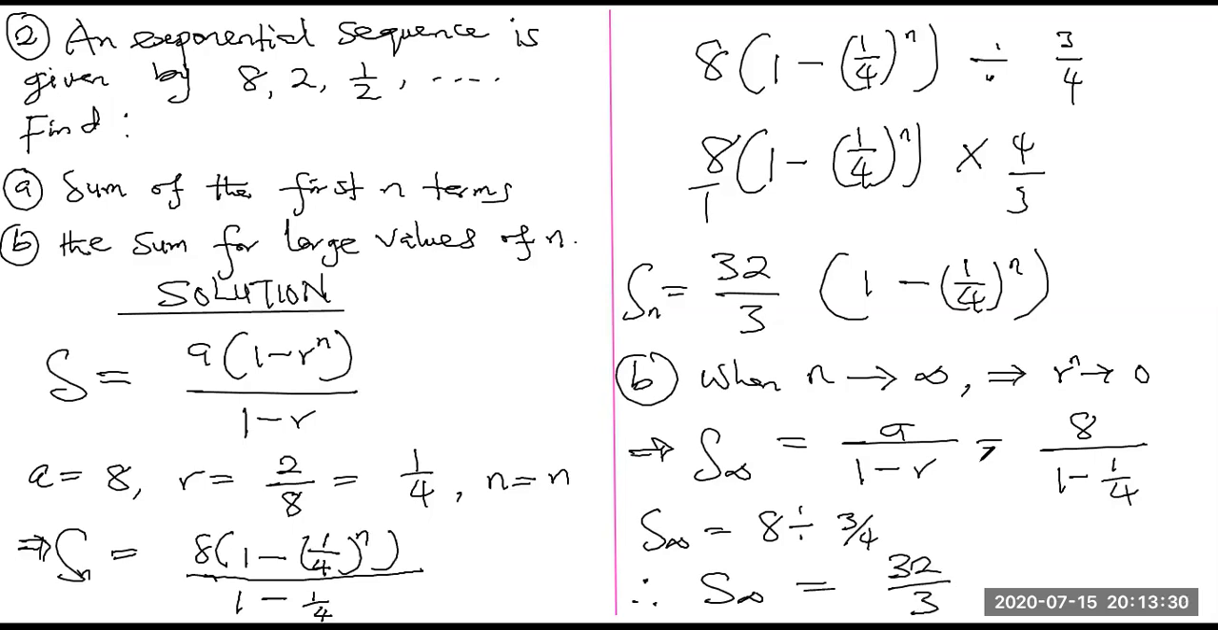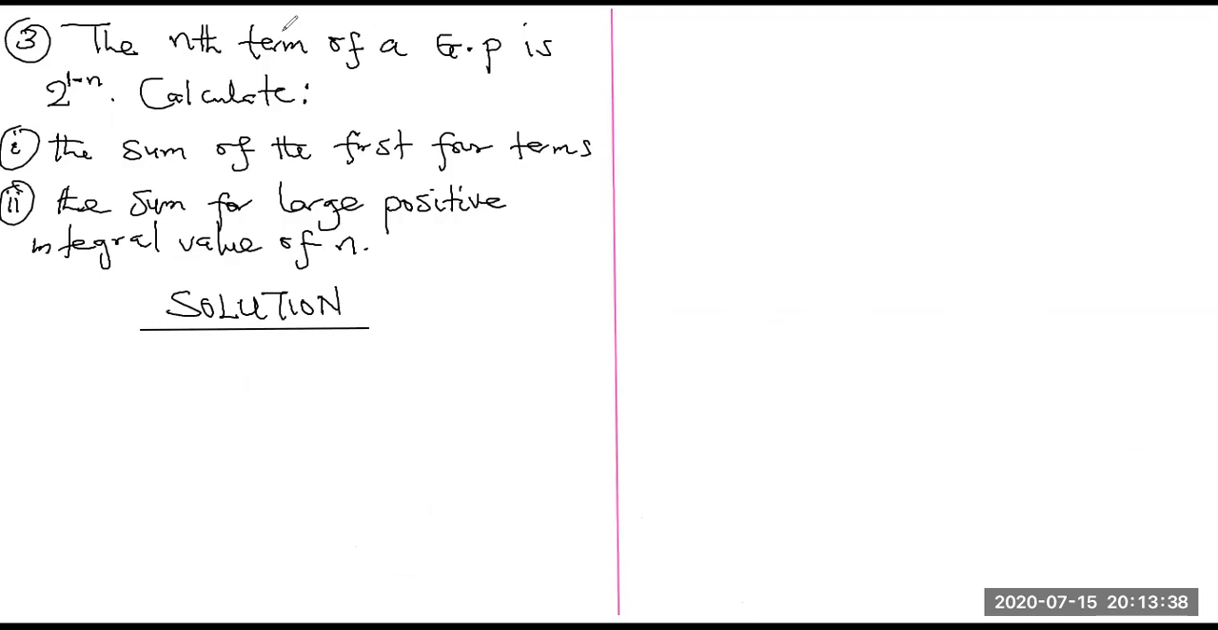So that's it. Please confirm for me. Let's look at the next question, example 3. In example 3, we are told that the nth term of a GP is 2 raised to the power 1 minus n. Calculate the sum of the first 4 terms. So Tn is equal to 2 raised to the power 1 minus n.